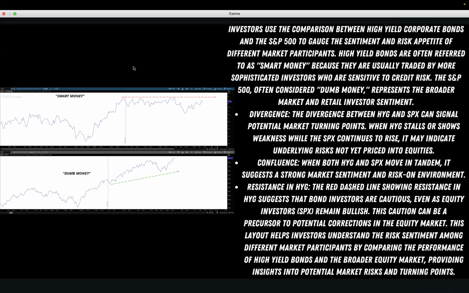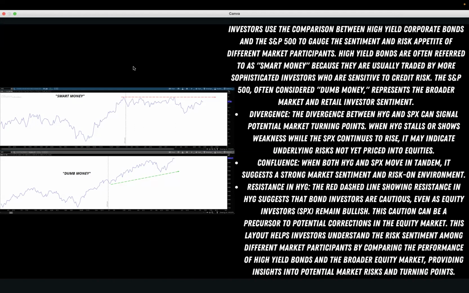Now, you can use this chart to spot divergences as well, right? And when there's a divergence between HYG and SPX, it can signal potential market turning points. When HYG stalls or shows weakness while the SPX continues to rise, it may indicate underlying risks not yet priced into equities. Now, that's just a broad way to look at it.